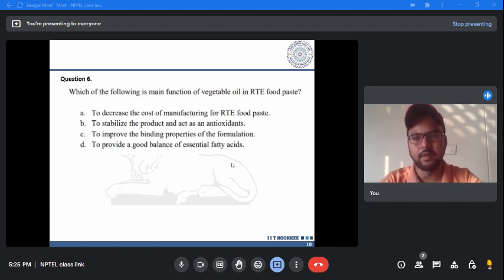Then we come to question 6: which of the following is the main function of vegetable oil in RTE food paste? So ready to eat food paste, what is the main function of vegetable oil? Option A is to decrease the cost of manufacturing for RTE food paste. B, to stabilize the product and act as an antioxidant. C, to improve the binding property of the formulation. D, to provide a good balance of essential fatty acid. So please think for yourself and let me know in the comment box. Then I will let you know the correct answer for this question.